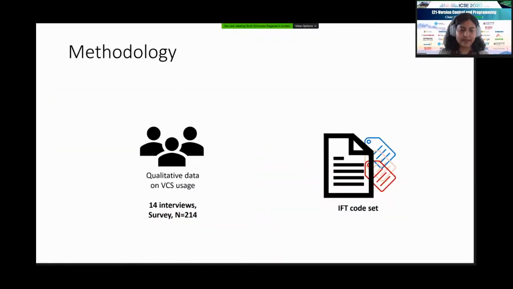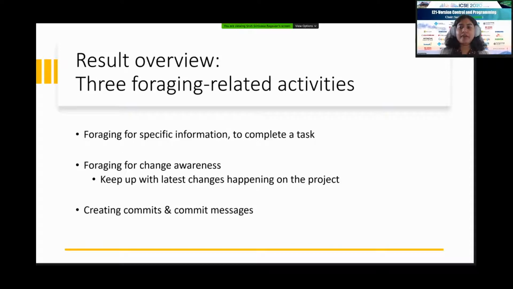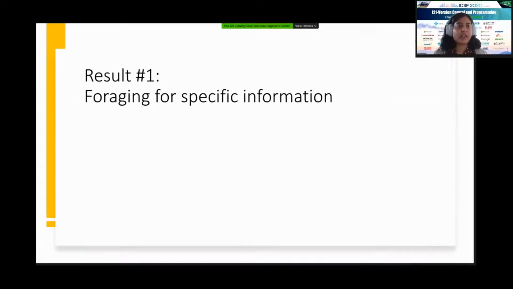So we took this theory and these constructs, and we used it to analyze data on how people seek information in version control. This was the data we gathered in our prior work, and it came from 14 interviews and a larger survey, and we reanalyzed it with an IFT code set. Here's what we found. We found that participants engaged in 3 distinct kinds of foraging-related activities. I'll go into the details in a minute, but across all 3 activities, the core of what developers thought about was costs and values, and they always wanted to optimize that ratio. So the core of IFT applies across the board. But then they also applied in slightly different ways.